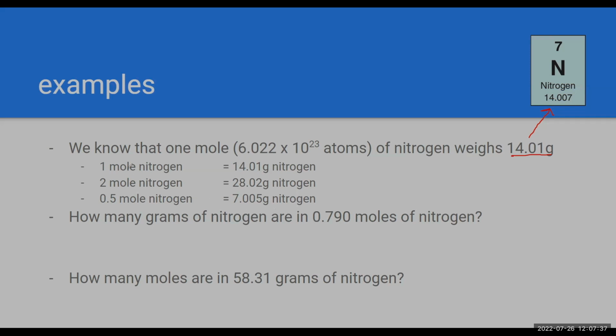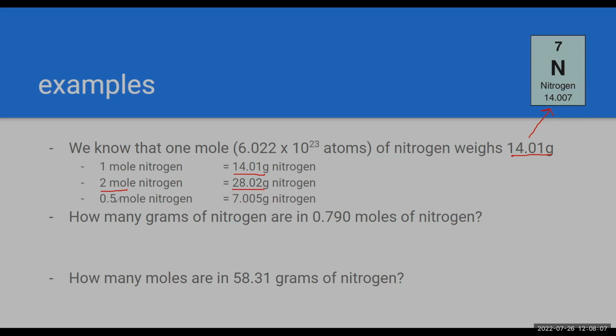So I'm going to try to use these relationships here so that you can try and visualize how much a mole actually is. If I were to have 1 mole of nitrogen, 1 mole of nitrogen would weigh 14 grams. Now, if I had 2 moles of nitrogen, that would just weigh double the amount of 1 mole of nitrogen. So that would be 28.02, which is just double of every single digit.